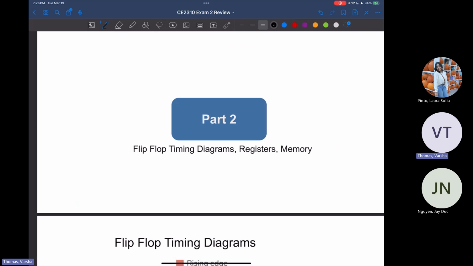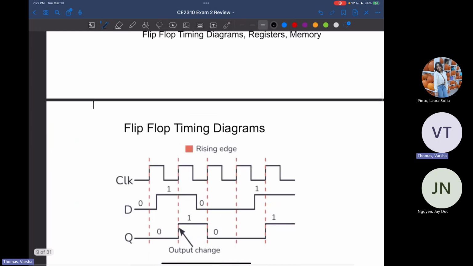Hello everyone, I'm Kawan and I'm going to be going over part 2, which is flip-flop timing diagrams, registers, and memory. So let's go to flip-flop.